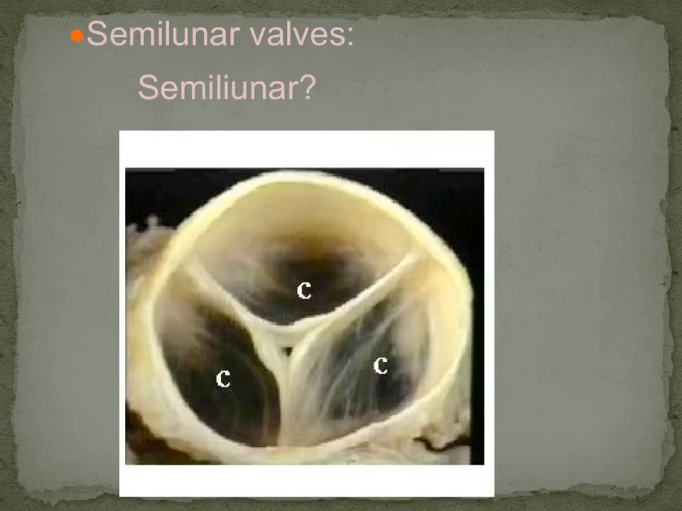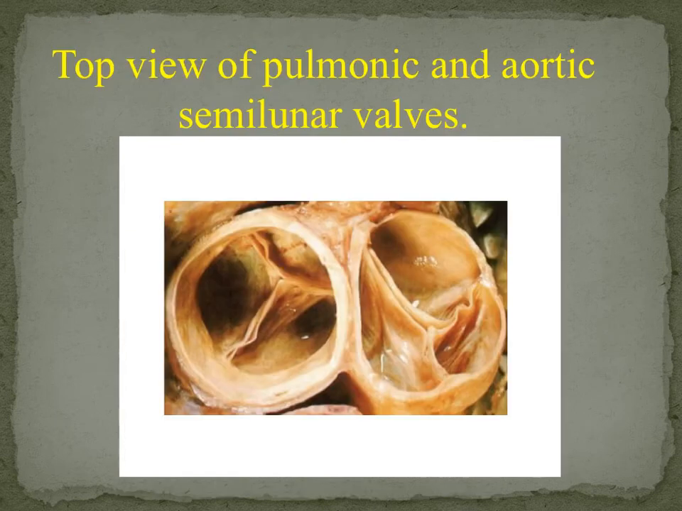The semilunar valves are called semilunar because you have 3 sort of half moon shapes. So these are in between the ventricles and both the pulmonary arteries on the right side and the aorta on the left side. And here again is a view of the semilunar valves as well. So you can kind of see their nice half moon shape there.